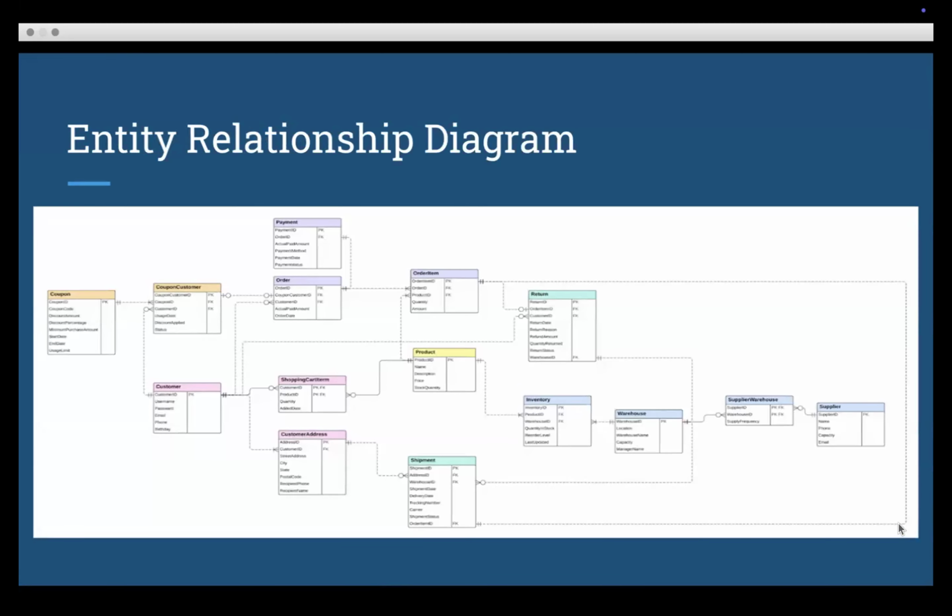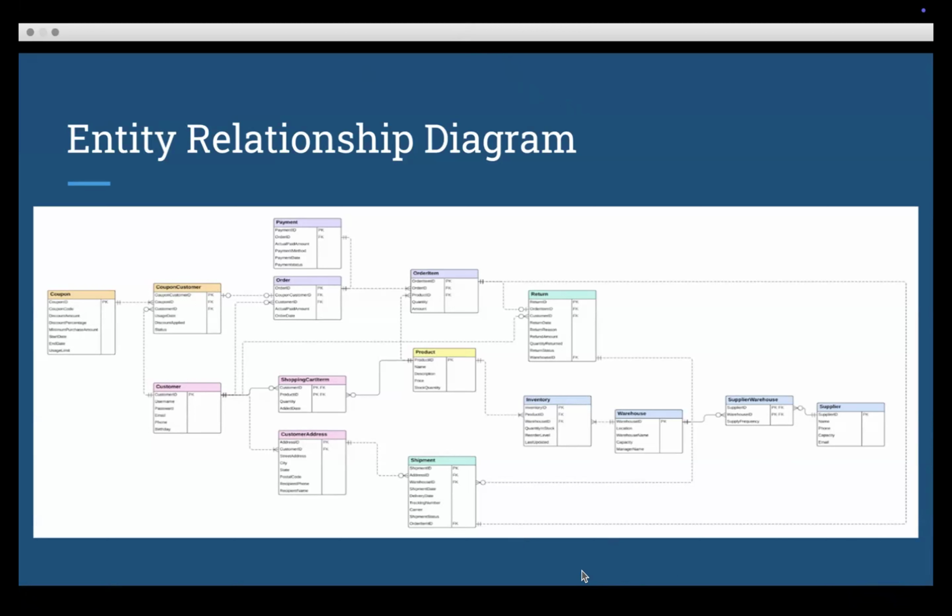We have 15 entities. Customer is the central entity. It stores essential information about customers, identified by customer ID as the primary key. It is the parent entity for customer address and shopping cart item. Shopping cart item represents items that customers intend to purchase. It forms an identifying relationship between customer and product, where a composite primary key of customer ID and product ID represents items in the customer's cart.